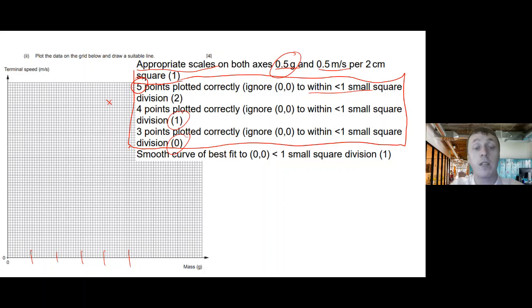And that final one, notice how here it says smooth curve of best fit. So that's that single curve. If it's that shape or if it's that shape, it's a single curve. But notice how it has to begin at 0, 0. It doesn't mention that it has to go through every x.